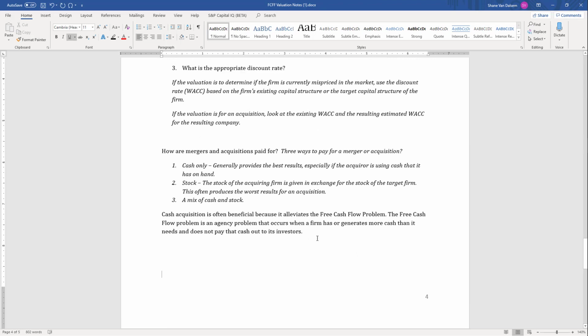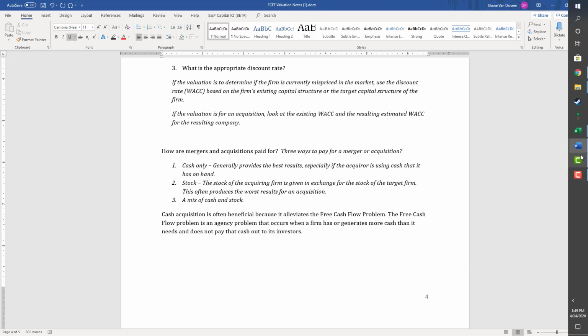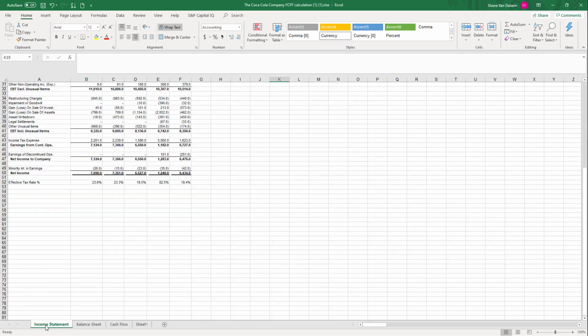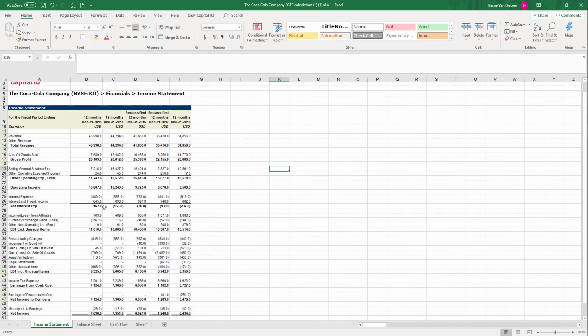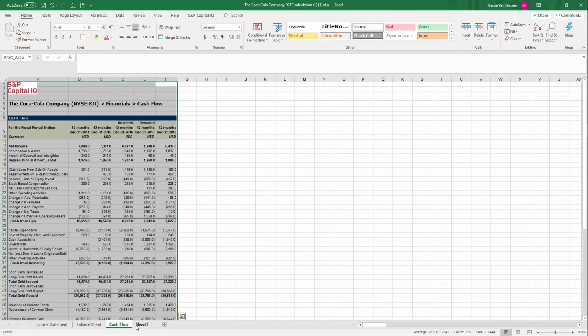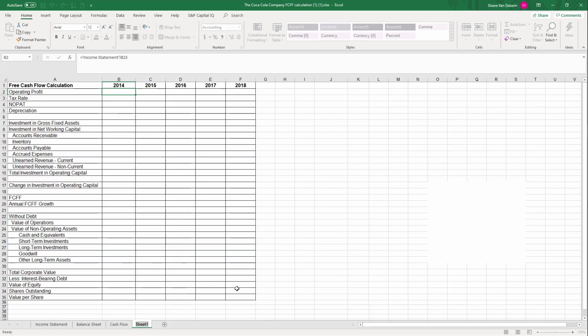The next thing we're going to do is work through a couple of different problems where we're going to value the firm. All right. So I'm going to open up a spreadsheet here. So the first company we're going to look at is Coca-Cola. And the workbook I put out online for you has the income statement, the balance sheet, the statement of cash flows, and then I'll rename this here, the free cash flow to the firm valuation.